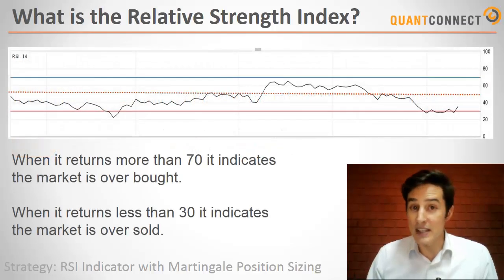These levels, which indicate overbought and oversold, are typically 70 and 30. When the RSI indicator falls below 30, it's said to be oversold. And when it goes above 70, it's said to be overbought. So if you short when it's overbought, then it's a good chance that it's going to fall. We're using this as a fairly arbitrary entry technique because we're more interested in demonstrating the Martingale position sizing.